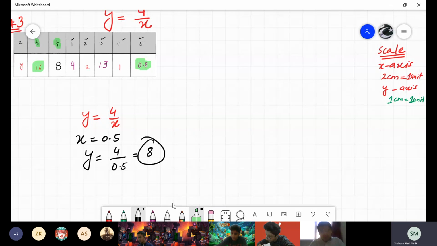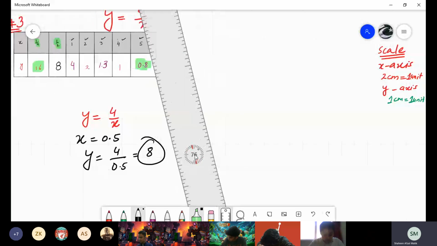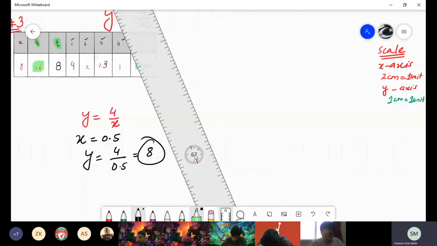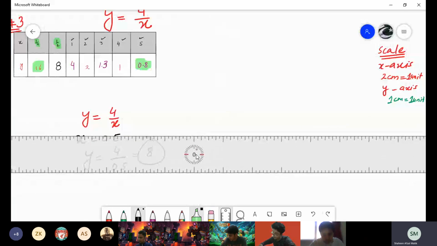Ma'am, in the y-axis we will not draw the negative side from the downside. No negative y. And from the top, we will leave one big box. No, don't leave any space from the y-axis. For the y-axis, there is no need to leave. It is exactly 1 centimeter, 1 unit.